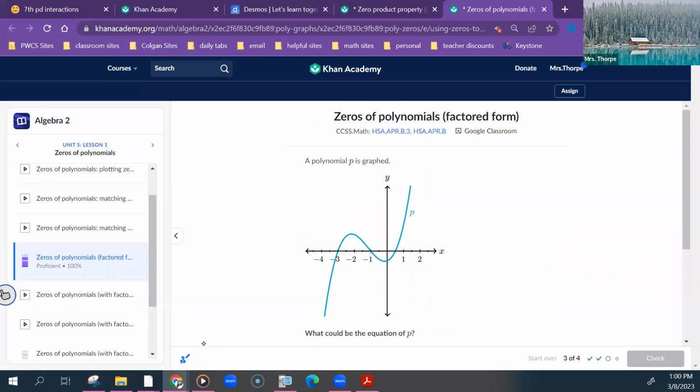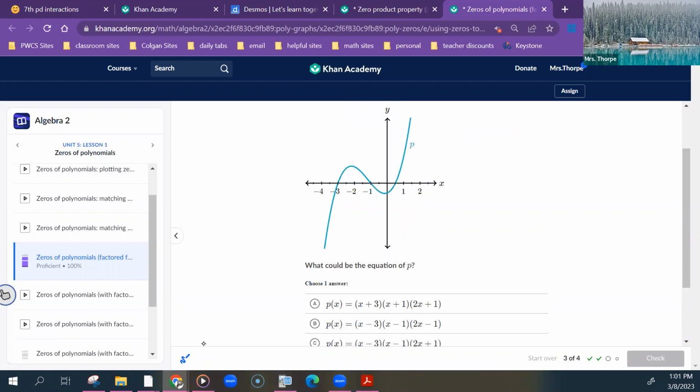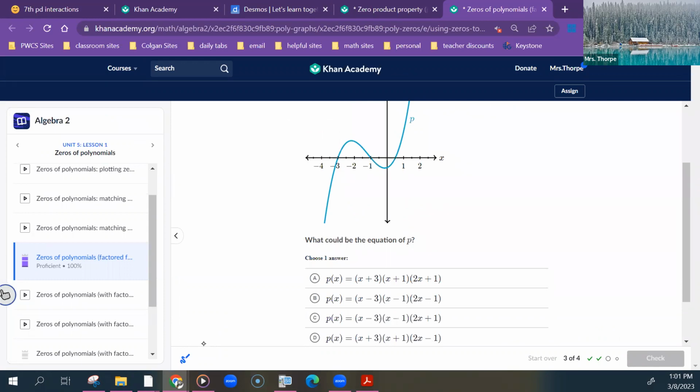So this is the factored form. The questions are all different. Sometimes you're given a graph, sometimes you have to graph the points, sometimes you're not given either of those. It depends. So here, this is asking what the equation of P would be. You need to look at the zeros, look at the solutions, and figure out which ones match. So first, let's figure out what the zeros are. -3 is one of them. And I can't tell if the other is on 1 or 1.5.